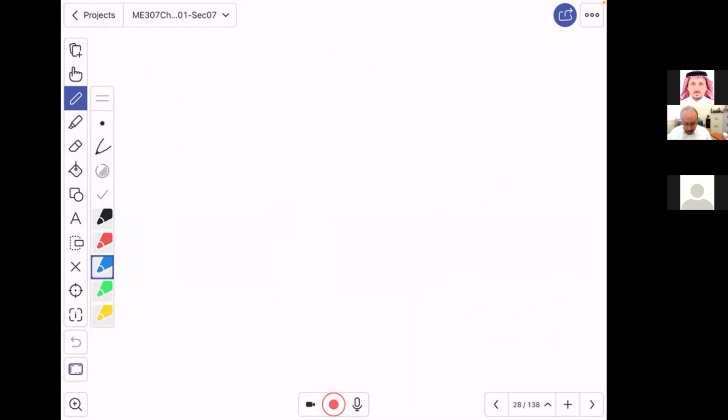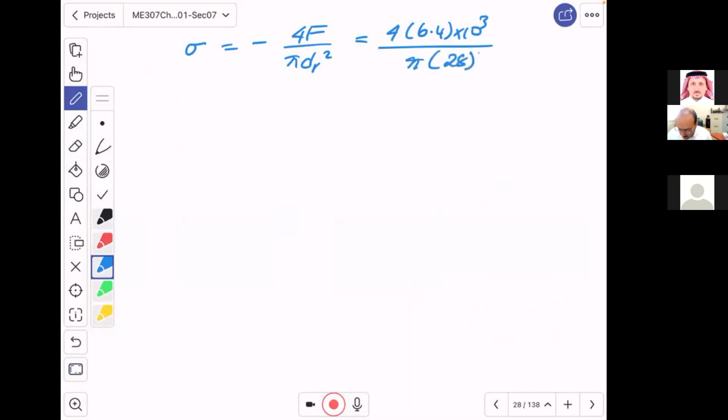The next stress is the normal stress, which equals minus 4F divided by pi dr square. Now, how much is this? This is 4 multiplied by 6.4 multiplied by 10 to the power 3, divided by pi multiplied by 28 square. And this is going to give you minus, sorry, there's a minus here, 10.39 megapascal. Okay. Now, these are the body stresses too.